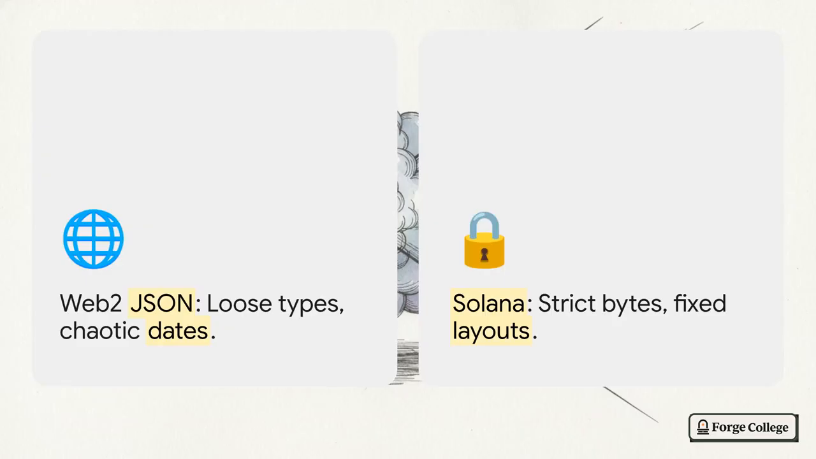So think about it. Web2 JSON is famously loose. It's flexible, sure. Sometimes a date format is beautifully constructed, and other times, honestly, it looks like someone literally sneezed on a keyboard and the Web2 system just kind of shrugs and accepts it anyway. But Solana is like the absolute strictest bouncer at the most exclusive club in town. It only accepts strict bytes, deterministic formats, and fixed layouts. If you don't match the exact expected byte structure, there is no way you're getting in. Your transaction just gets flat out rejected.